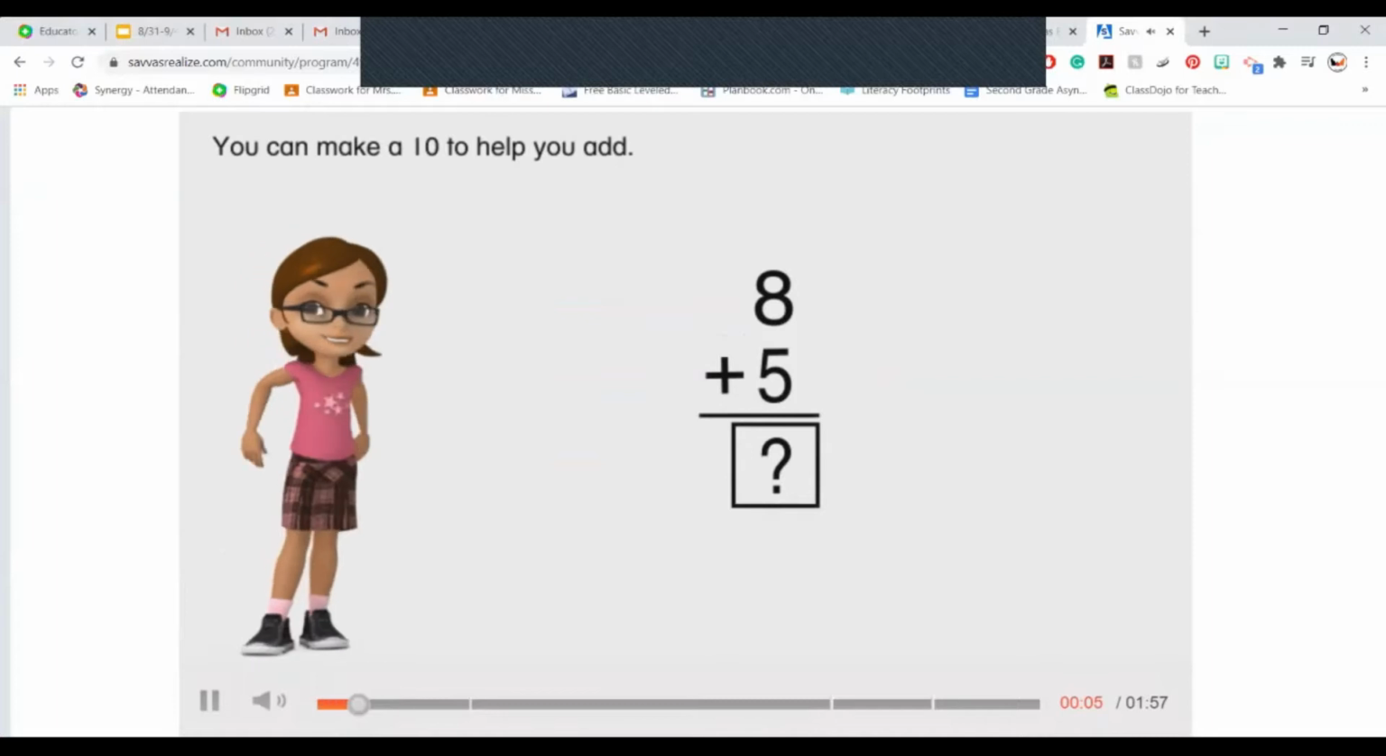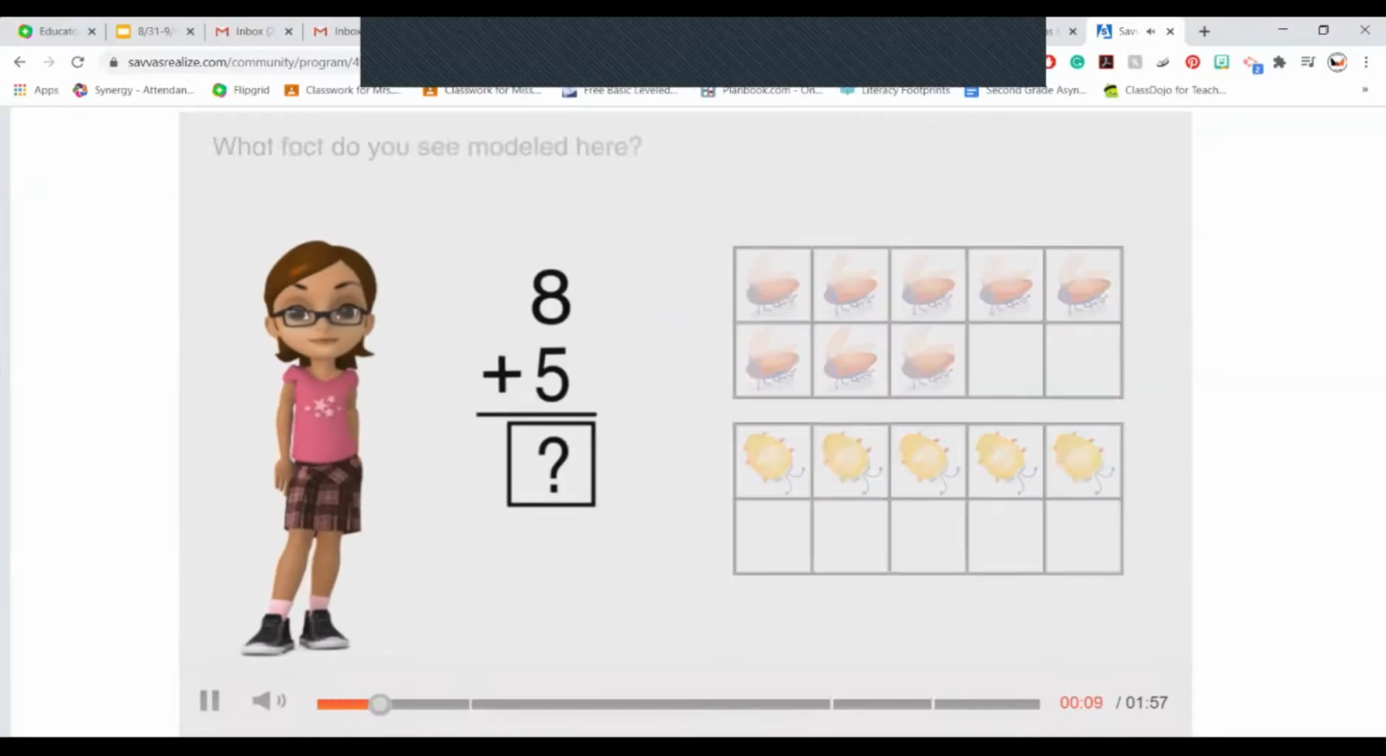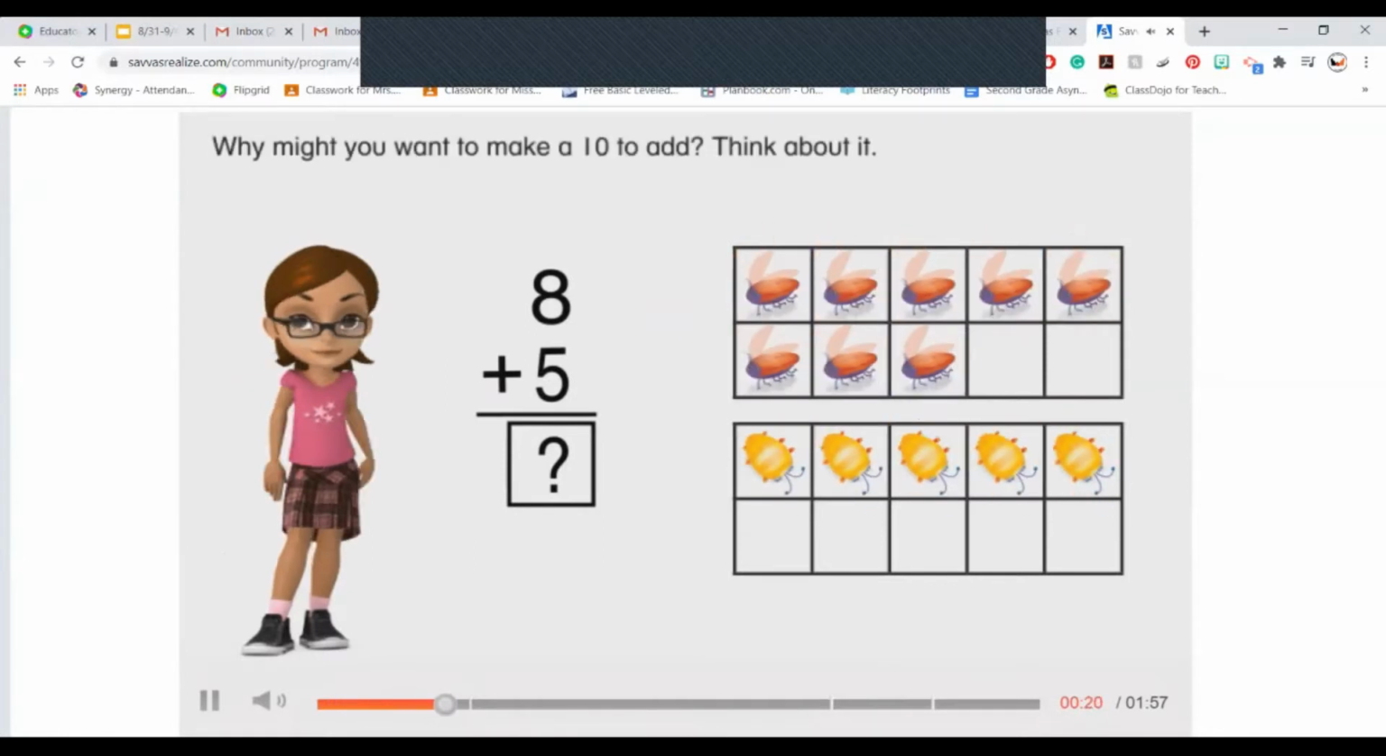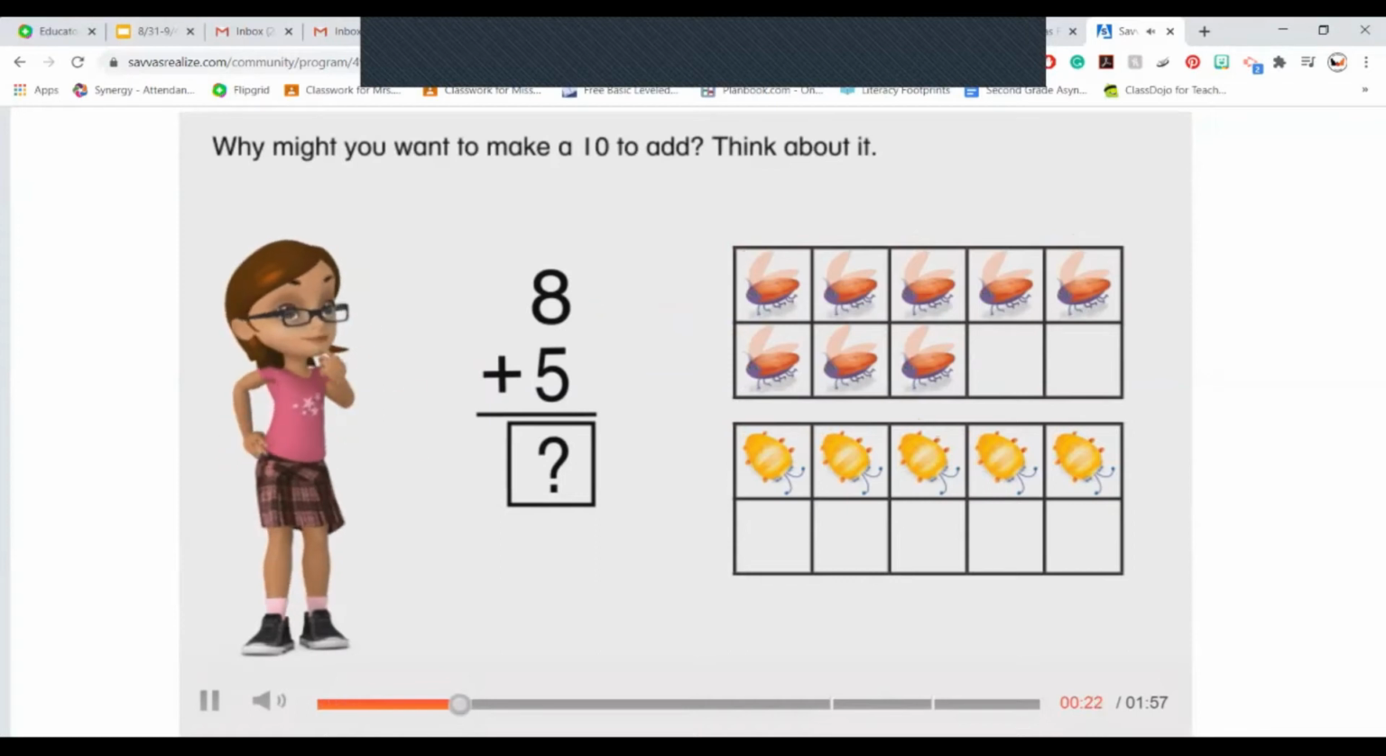You can make a 10 to help you add 8. What fact do you see modeled here? The model shows 8 plus 5. Why might you want to make a 10 to add?